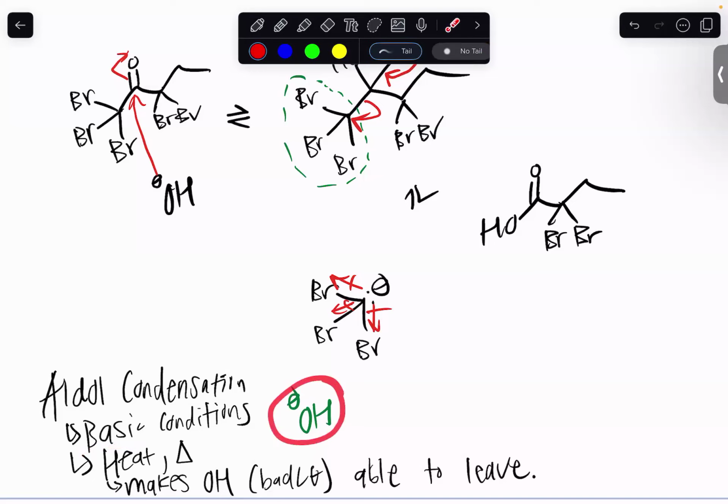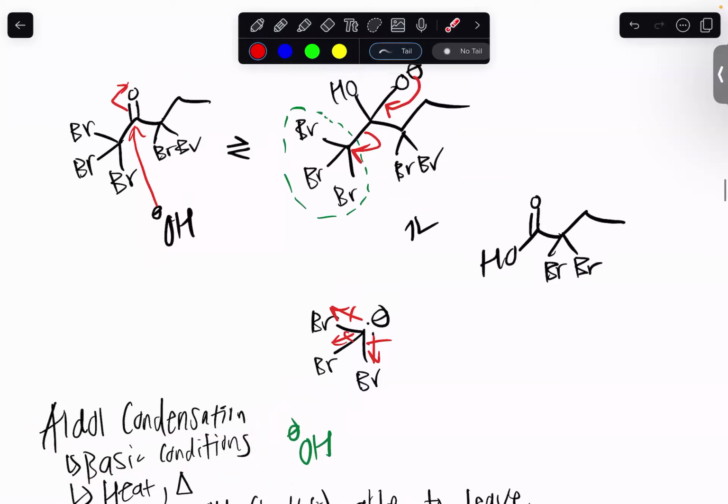That's right. And also for aldol condensation, it's required for you to be in basic conditions because you need to make an enolate ion for the reaction to happen. And to make enolate ions, you need basic conditions to deprotonate the alpha carbon.